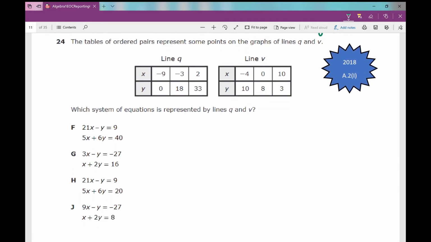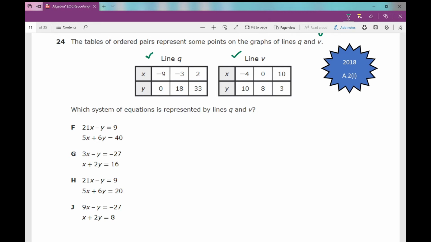Number 24. The tables of ordered pairs represent some points on the graphs of lines Q and V. Which system of equations is represented by lines Q and V? Okay, so one thing you can do, you can always do a linear regression for each set of data, for line Q and for line V. Since every single problem we're going to have to convert from standard form to slope-intercept form, then I would suggest just going through your answer choices.